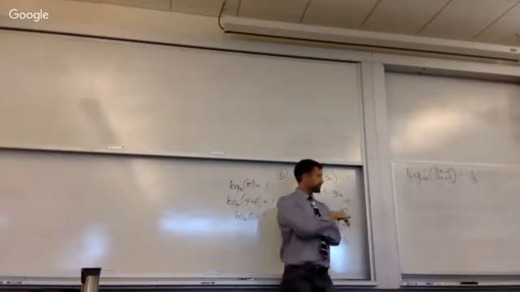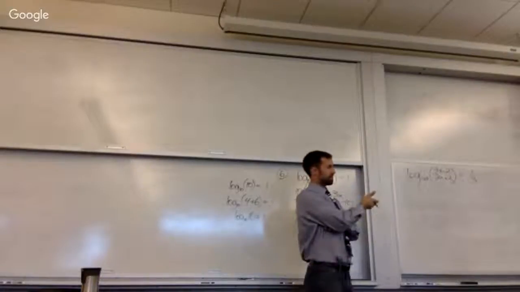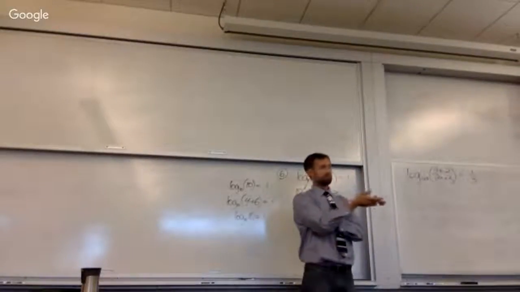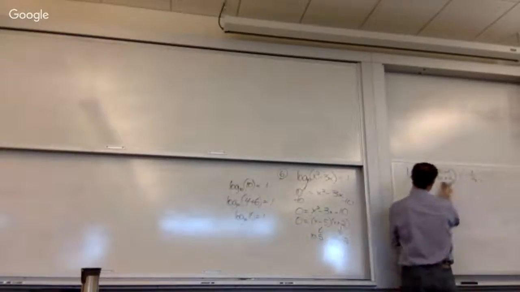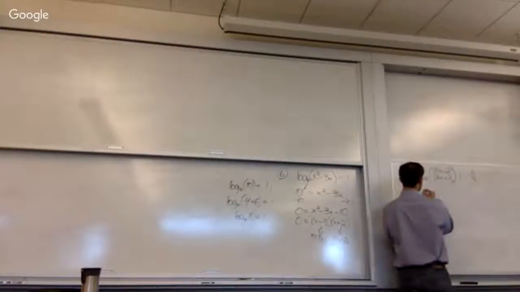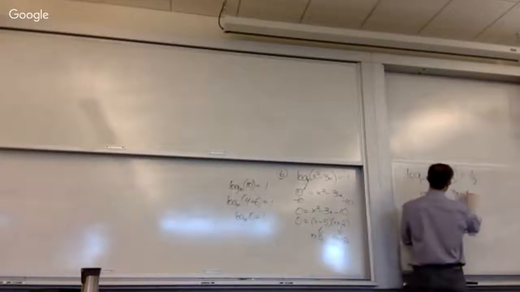They gave it to us in log form, so we should convert it to exponential form. So now we have 125 to the 1/3 equals this. Left to the right equals middle. So we have 125 to the 1/3 equals (3x minus 2) over (2x plus 3).